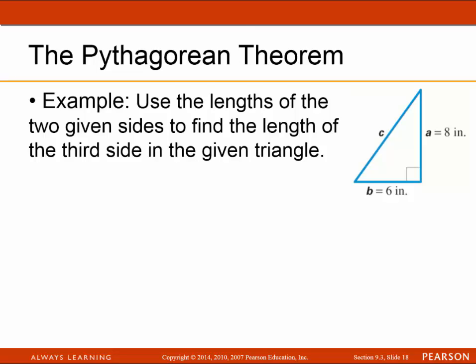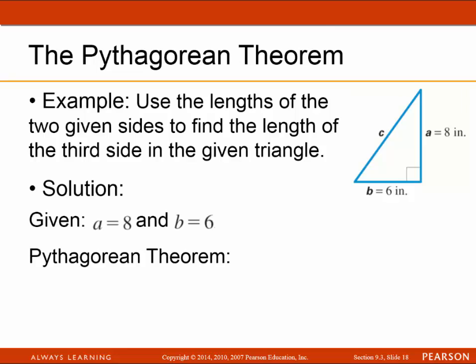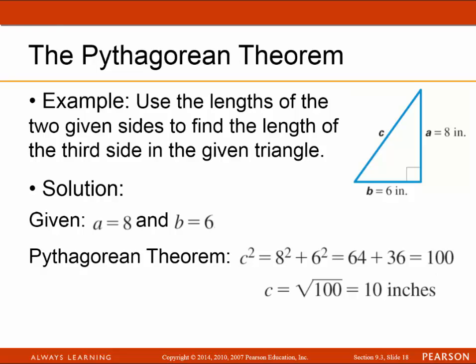So if you notice, what we're missing is the hypotenuse. So we're given that A equals 8 and B equals 6, and using the theorem we get that C squared is equal to 8 squared plus 6 squared, which is 64 plus 36, which is 100. So C squared is equal to 100, so then we have to get the square root of both sides, so C is equivalent to 10 inches.